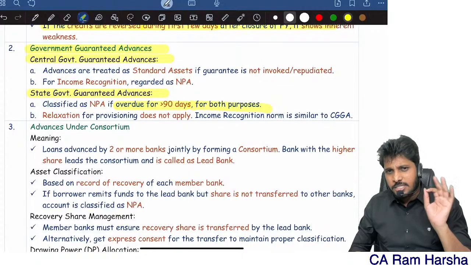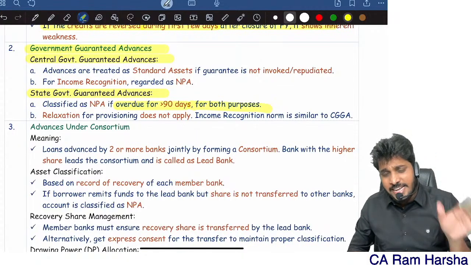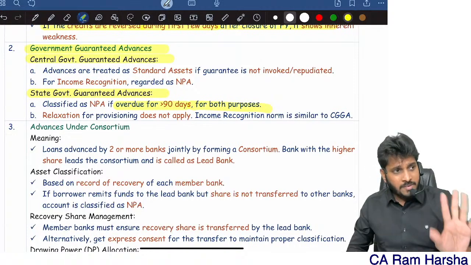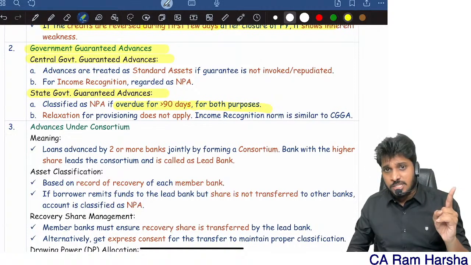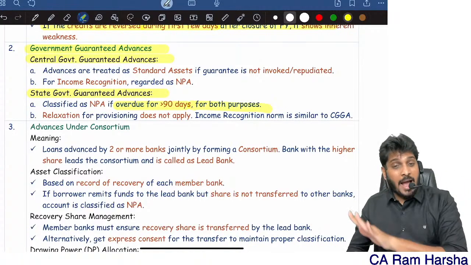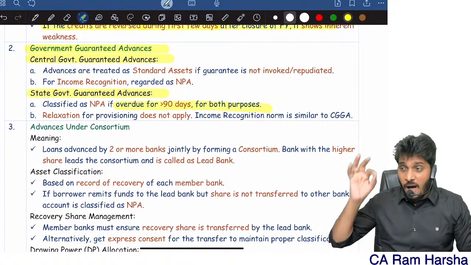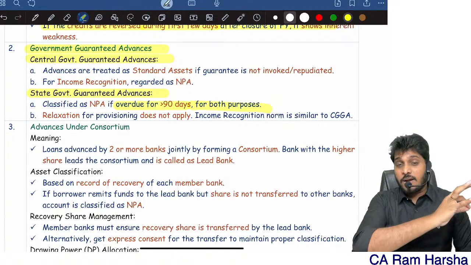See, what is the consequence of NPA? Suppose a loan is treated as NPA. What is the consequence of treating a loan as an NPA? Very simple. We will create a provision on the outstanding amount. That is one consequence. Two, interest on that loan, the bank will not recognize on accrual basis. Once the loan becomes NPA, on that loan interest income is not recognized on accrual.